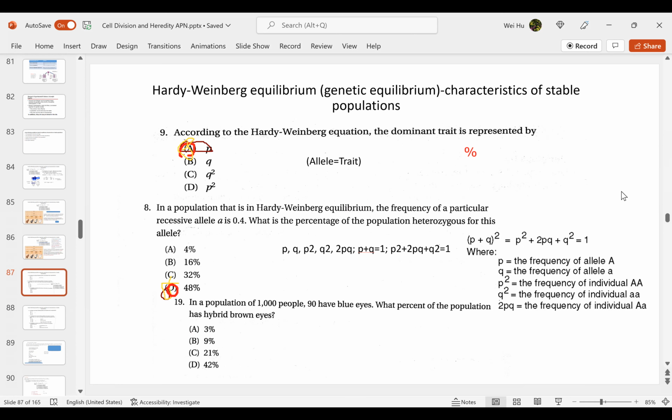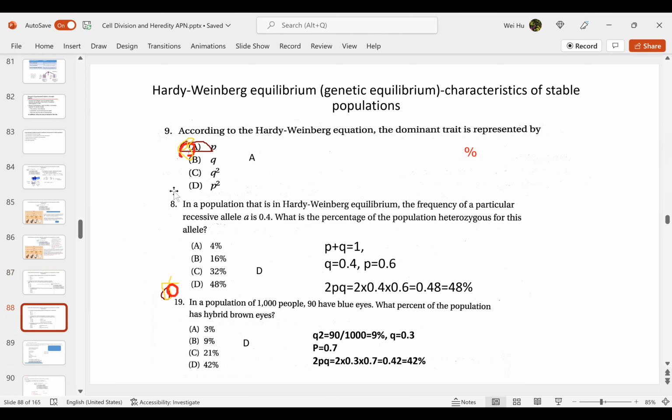Okay, we have a problem with question 19. Let's go through it together. Let's have a look. You are correct, question 9 is A. You are correct for question 8 also. Let's do it step by step. There are no difficulties if you do it step by step. Let's go through the concept first.